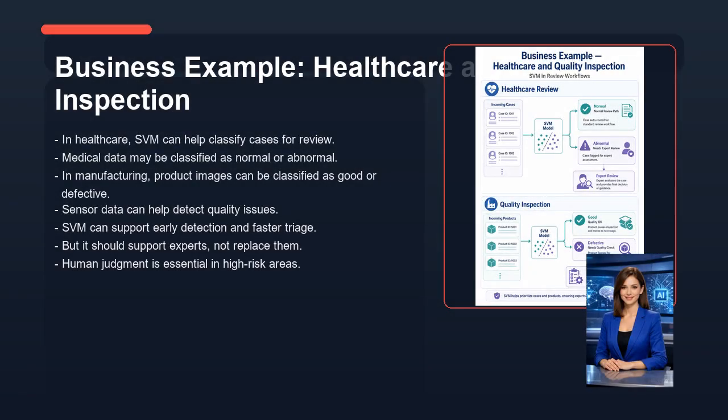Now let's look at business example, healthcare and quality inspection. In healthcare, SVM can help classify cases for review. Medical data may be classified as normal or abnormal. In manufacturing, product images can be classified as good or defective. Sensor data can help detect quality issues. SVM can support early detection and faster triage. But it should support experts, not replace them. Human judgment is essential in high-risk areas.